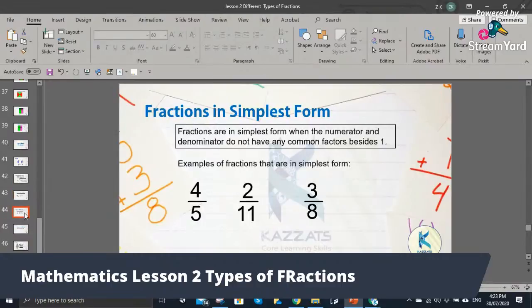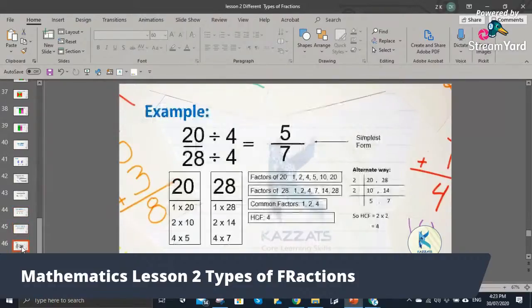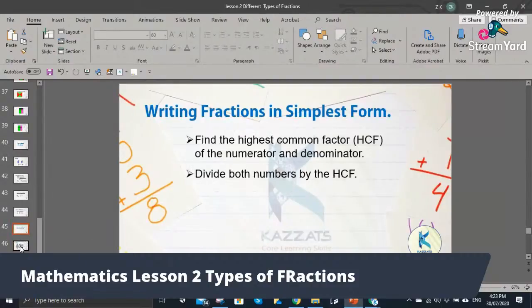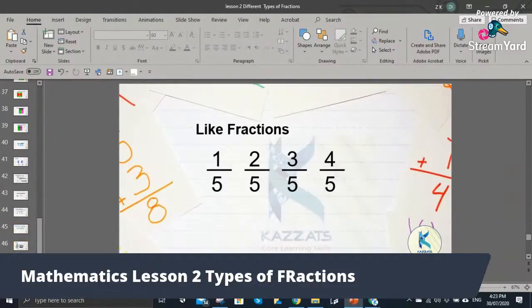Okay. We talked about simplest form. When the numerator and denominator have no common factor between them, then it is called a simplest form or a reduced form. We are not going to talk about HCF and LCM in this class because that is going to be the next class. Then we have talked about like fractions.